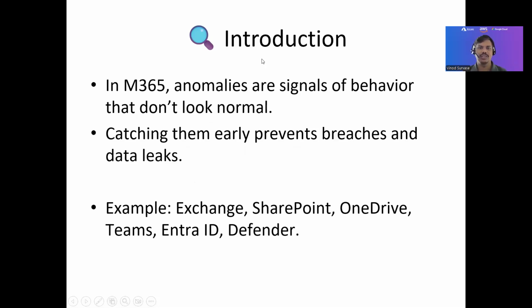So this is an intro where you can see in M365, anomalies are signals of behaviors that don't really look like normal behavior, right? Which may mean something fishy is happening, and that can be a breach later, or it could be data leakage. Catching them early prevents breaches and data leakages as well, so we should keep doing all of these proactive measures across all of these workloads you can see over here, right?